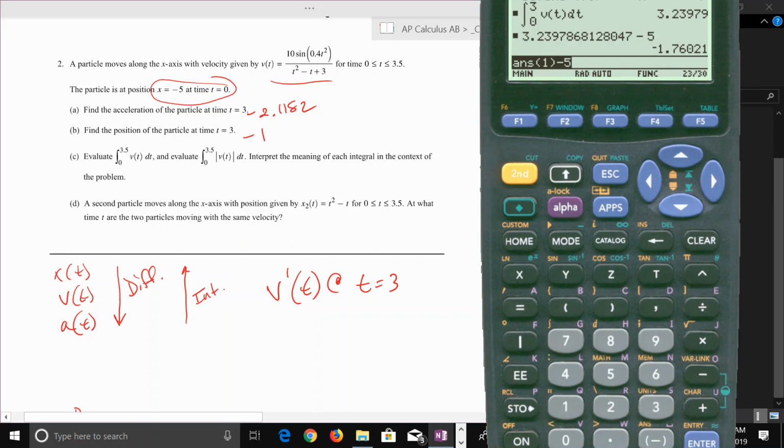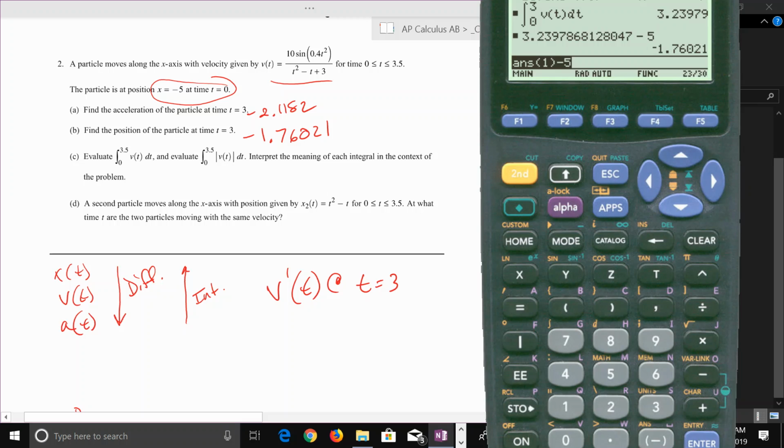Negative 1.76021. Does that make sense? I had to find the position between 0 and 3, at time equals 3. But that's just from 0 to 3. It has an initial position of negative 5, so I have to consider that. So I just took my answer and subtracted 5.